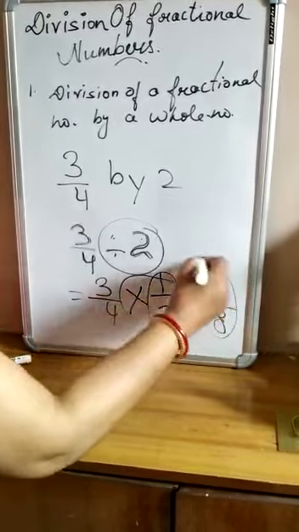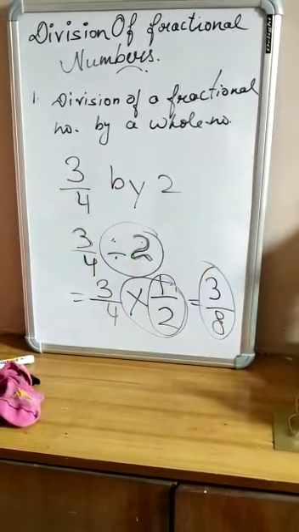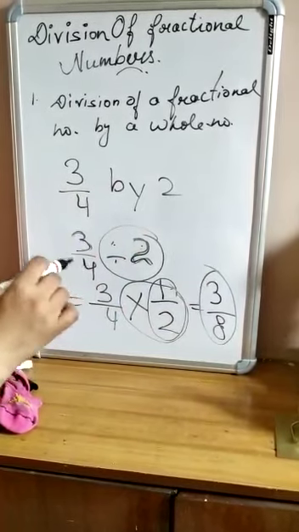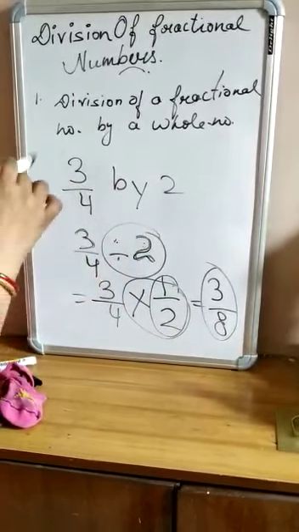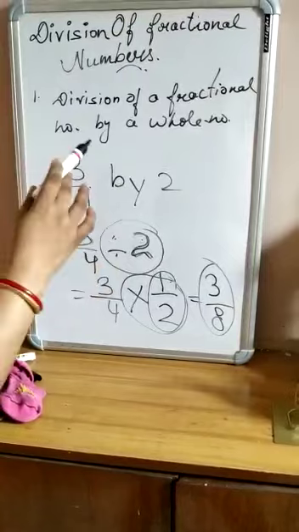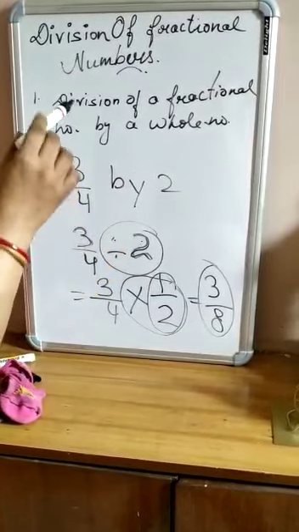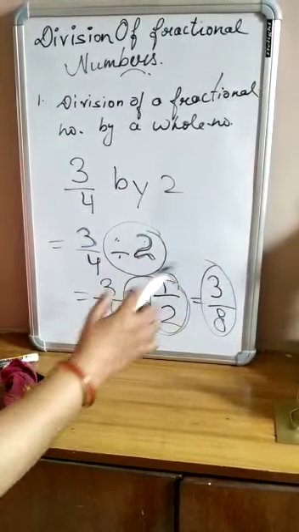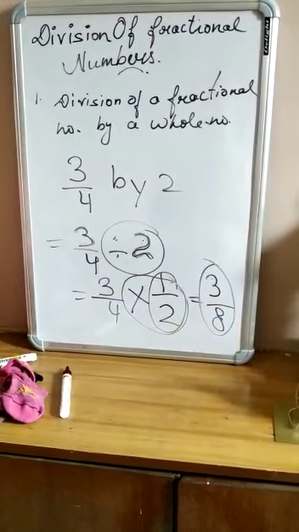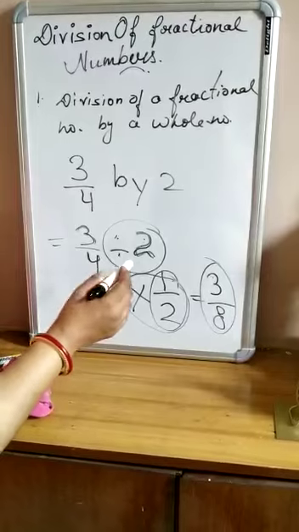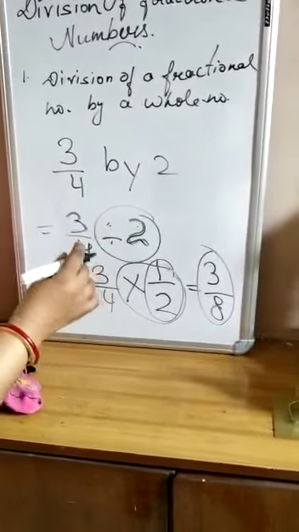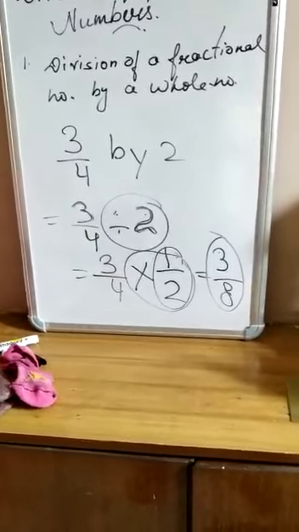Here you see that with the help of this picture, in the picture also, after dividing the 3 by 4 part into 2 equal parts, the shaded part represents 3 by 8. After using the other method, here also we get 3 by 8. So we follow the same rule for dividing a whole number by a fractional number and for dividing a fractional number by a fractional number.